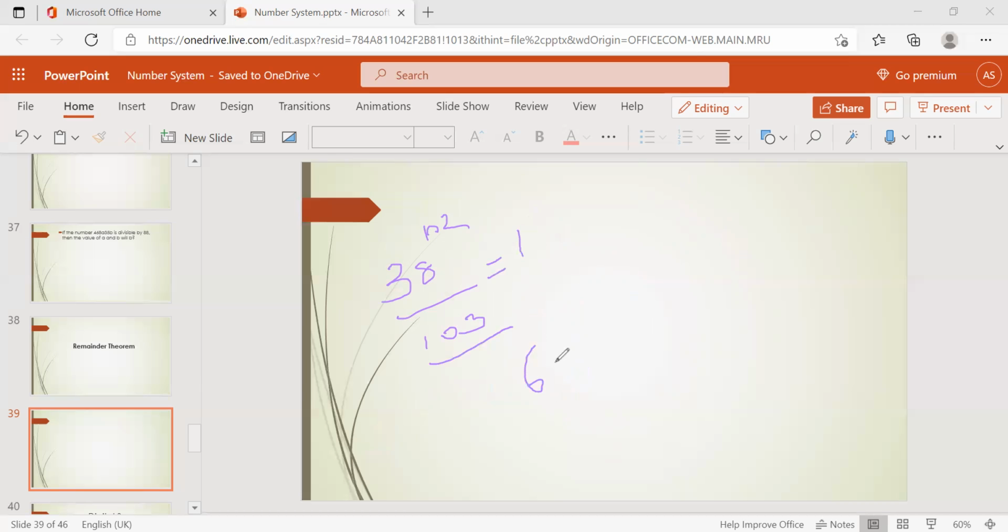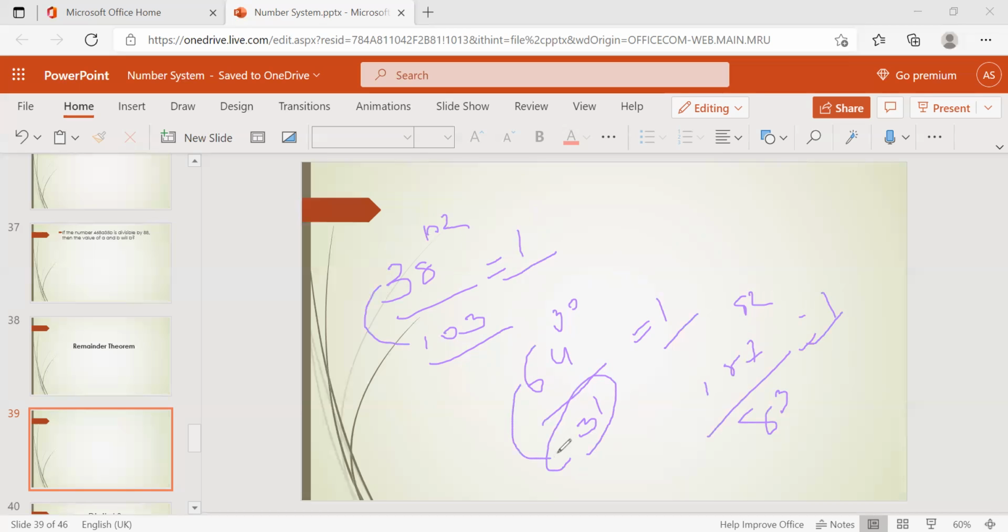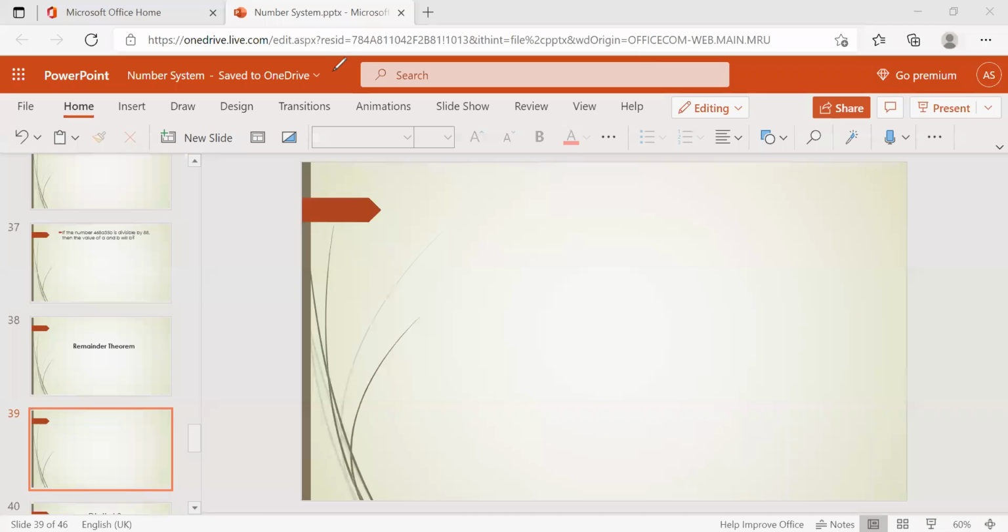Then you have 64 power 30 by 31. See this and this, 1. And 83 power 82 by 83, 1. So by using Fermat's theorem, everywhere we get it. Just observe the power and the denominator. If these two are co-primes, the remainder will be 1. No need to do anything, right? Now, we'll check one example.